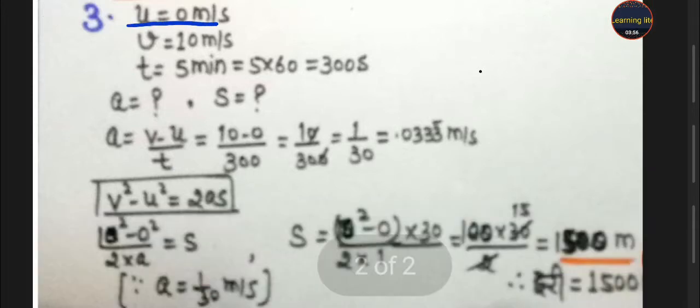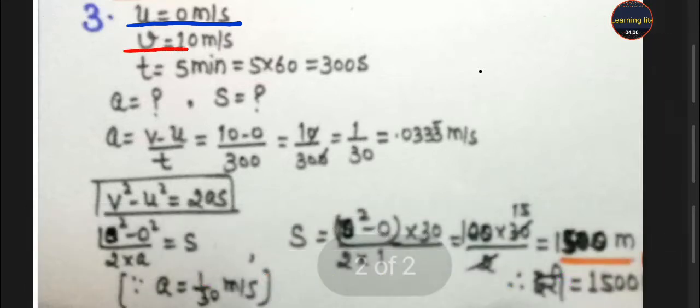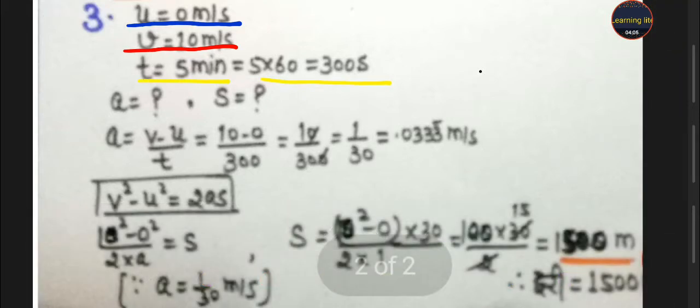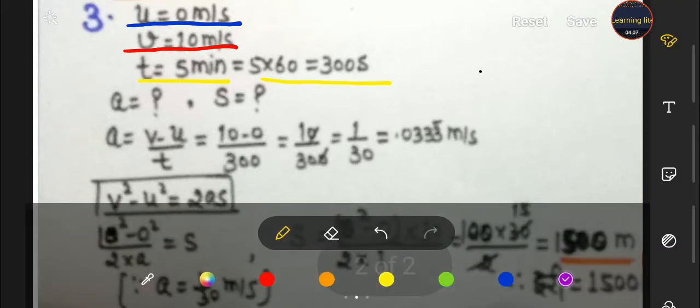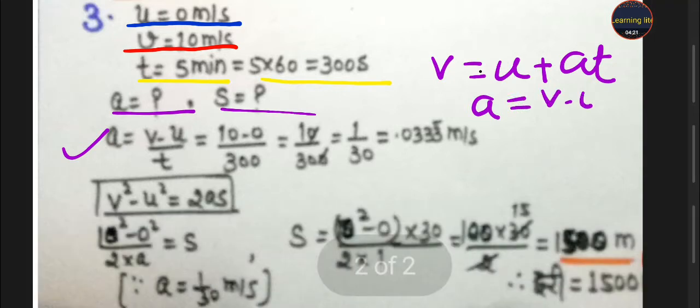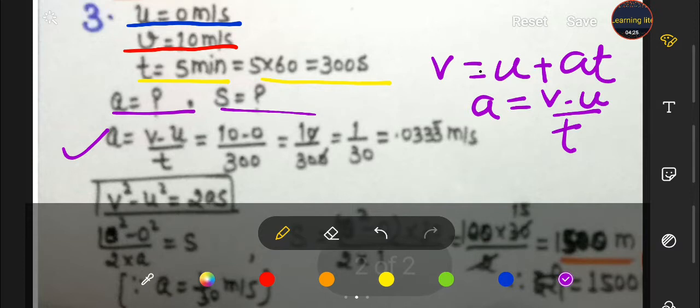The car is at rest initially, so U is 0, and finally it attained the speed of 10 meters per second. V is 10. Time is given here as 5 minutes. We have to convert it into seconds and we have to calculate, students, acceleration and distance. Acceleration, that is according to the first equation. The first equation is V equals U plus AT. From here we get the formula of acceleration, that is V minus U upon T. In that equation we put all the values and we get the value of acceleration.